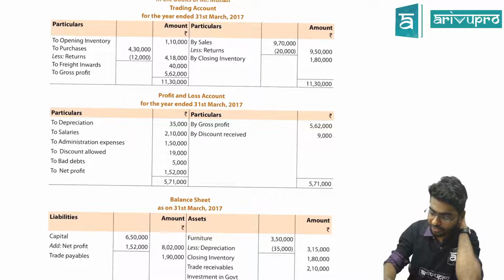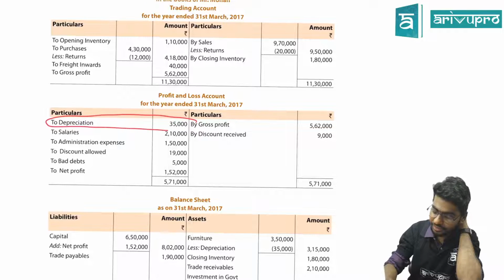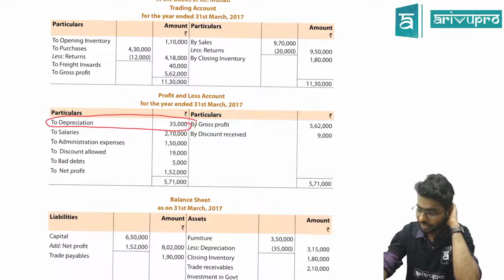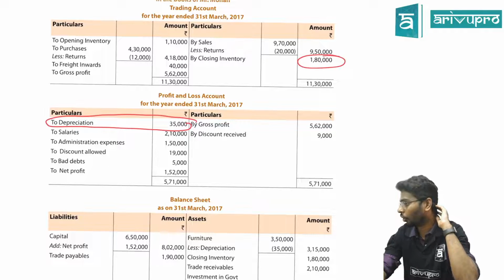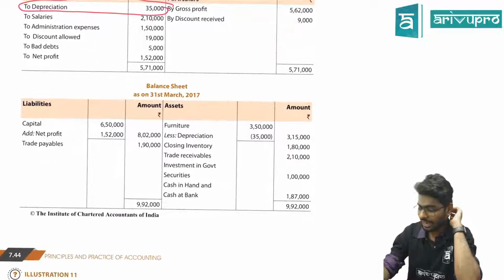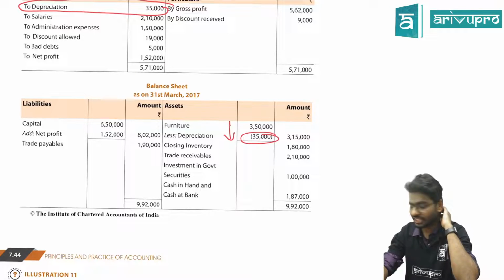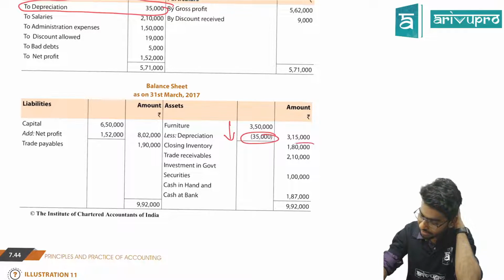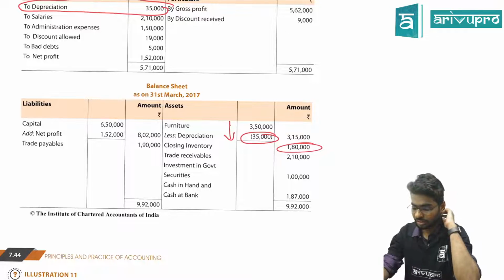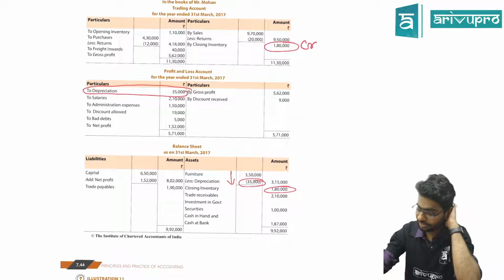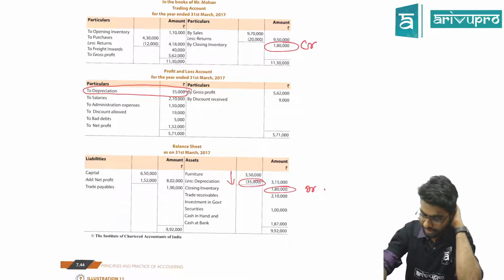Now guys, see here the first adjustment. Depreciation and closing inventory. Both the things should come on my asset side. Depreciation reduces the value of the furniture, and closing inventory here. See here: credit, debit, debit, reduction in the value, debit.